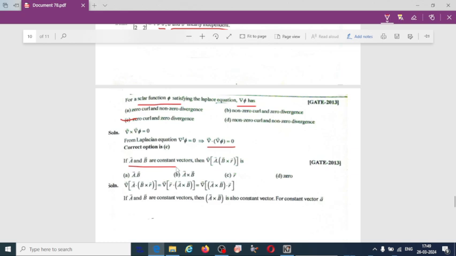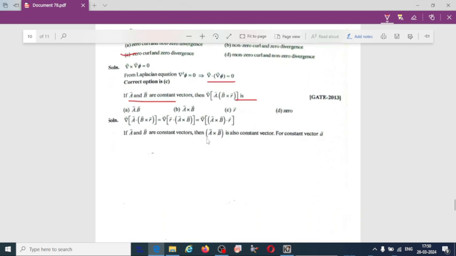If A and B are constant vectors, then gradient of this, scalar triple product, is. So if we take the gradient, then the option here, if you take this scalar triple product, you are going to get A cross B. Then option B is correct.